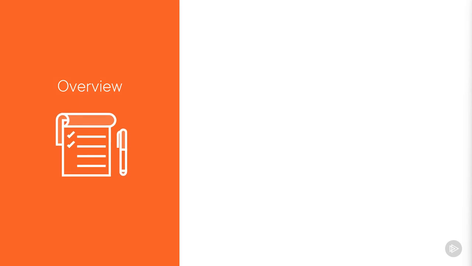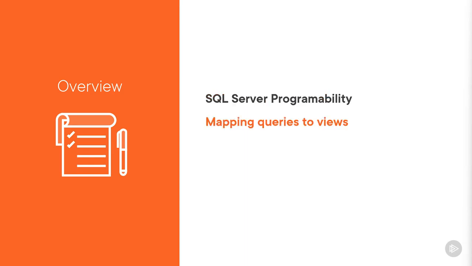We'll be looking at how we can interact with some of SQL Server's programmability features, such as stored procedures and user-defined functions, both of which can be powerful tools for us as we seek to optimize our database performance. We'll also be looking at mapping queries to views using EF Core and how we can set up indexes on our tables.